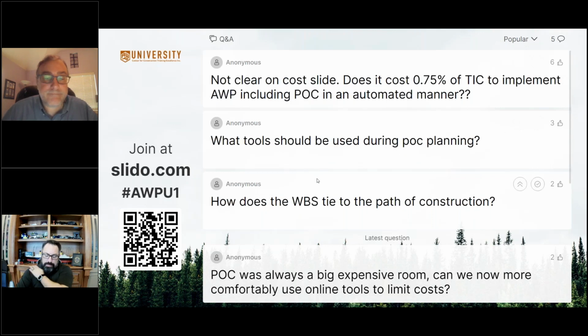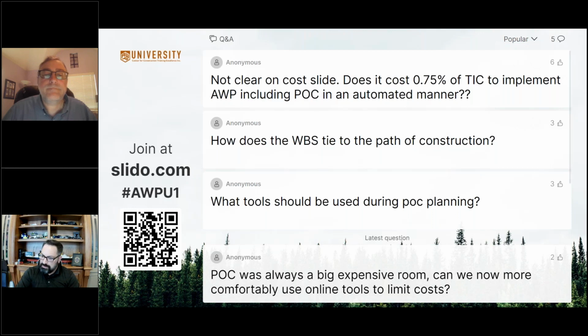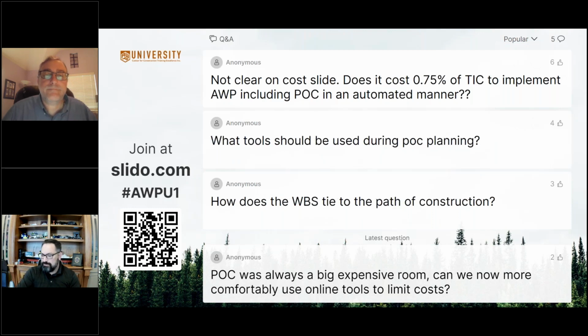Okay. Not clear on cost side. Does it cost 0.75% of TIC to implement AWP, including the POC, in an automated manner? There's a couple questions that came in, a couple others that are very similar, asking for further explanation of your cost slide, Eric, for your 0.75% TIC. And there's another question here. Is that cost savings figured out against the TIC or just against ROI?